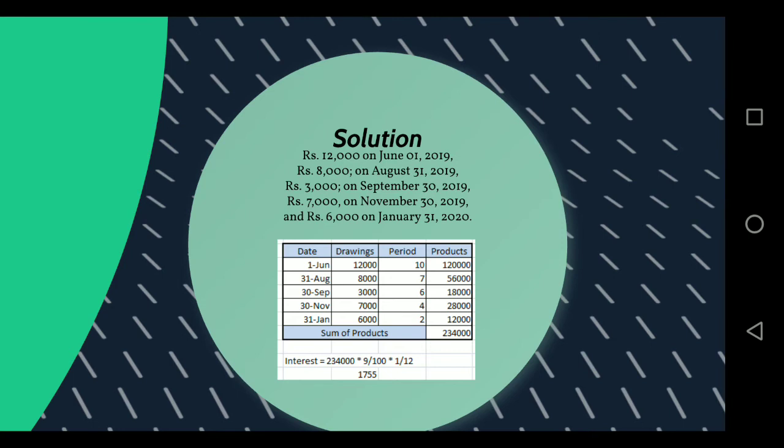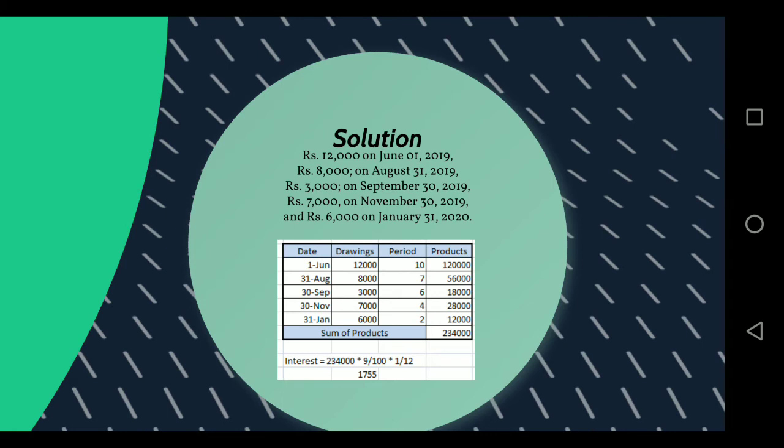Third drawing is 3,000 on 30th September. From 30th September means from October you have to calculate. October to 31st March, that is 6 months period. Then for the next one, it is 30th November. So we'll calculate December, January, February and March, 4 months. Next is on 31st January. So February and March, 2 months. We'll write the periods in the next column. 10, 7, 6, 4 and 2 I have written.